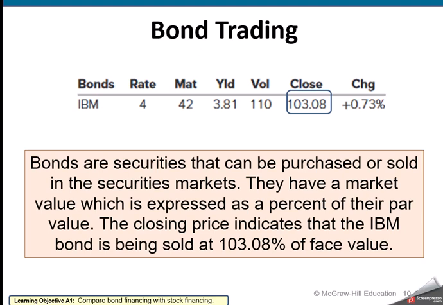So if you were to look in the Wall Street Journal and think, okay, I want to buy some bonds, here they show you how you'd see it. So these are IBM bonds, and the close is 103.08. That is not a dollar amount. It's not saying it closes at $103.08. It's saying it's 103.08% of the face value, and the face value of a bond is always $1,000.